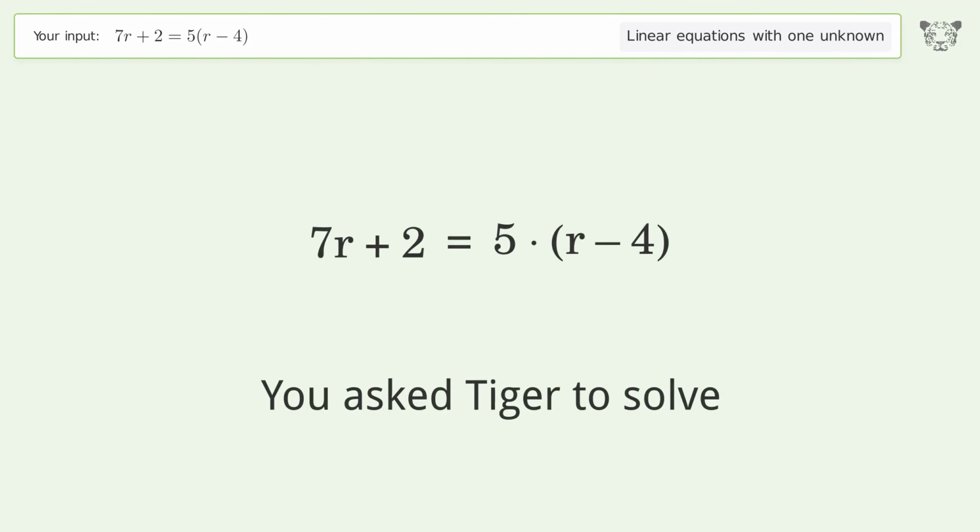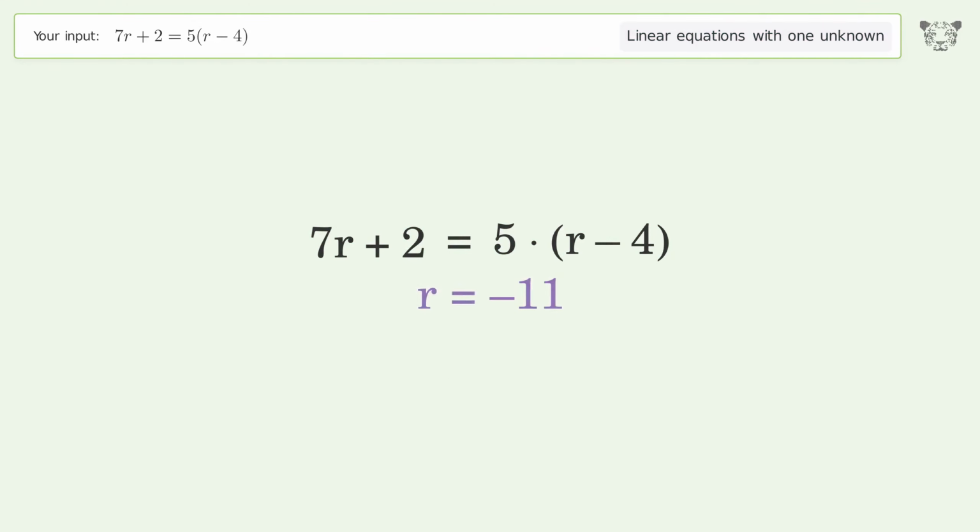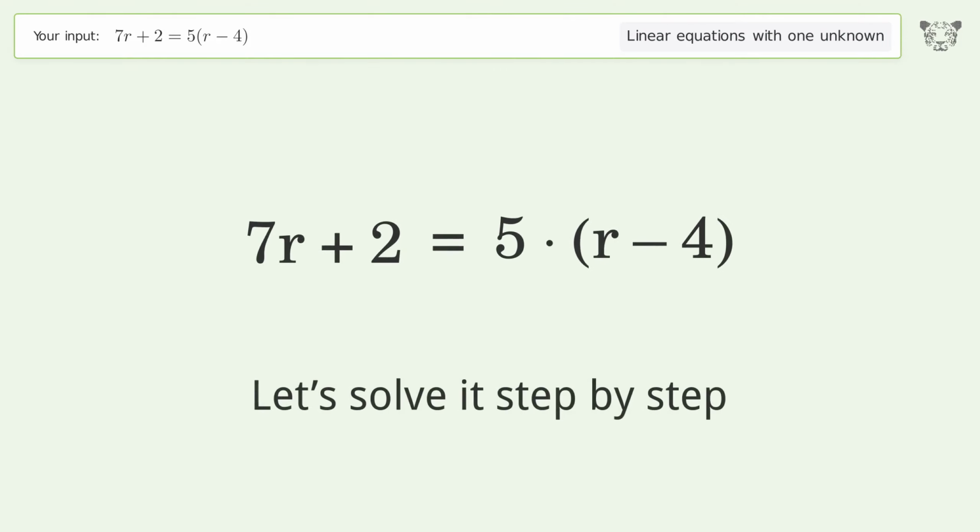You ask Tiger to solve. This deals with linear equations with one unknown. The final result is r equals -11. Let's solve it step by step.